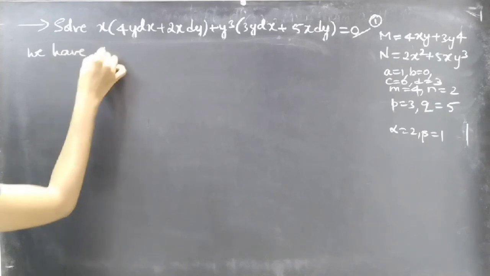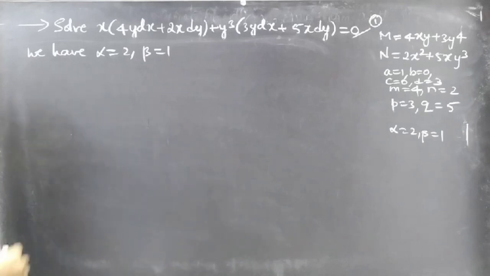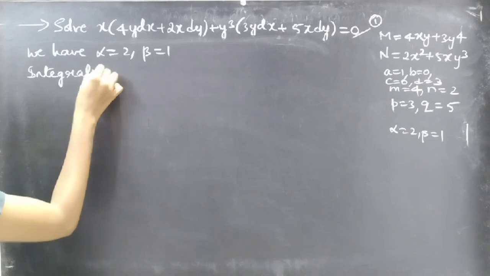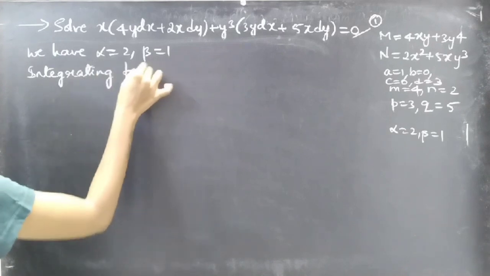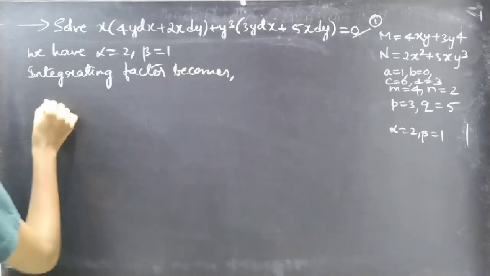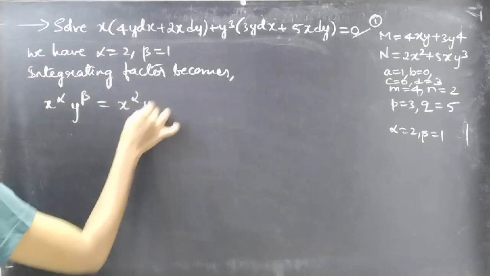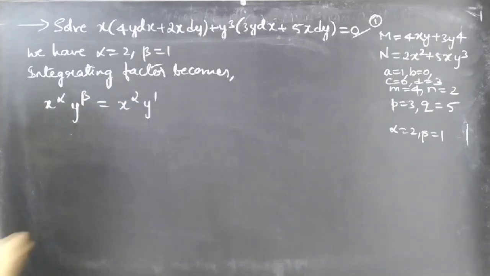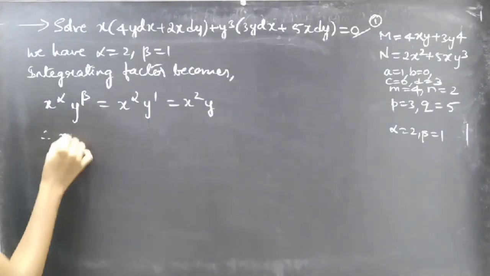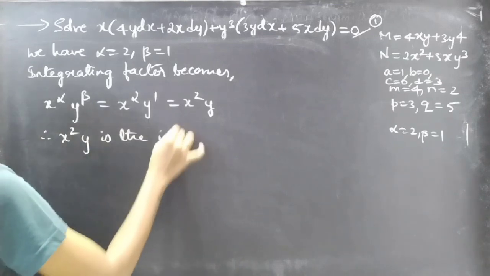We have alpha equal to 2, beta equal to 1, right? Then the integrating factor becomes x power alpha y power beta equal to x power 2 y power 1, right? Or x square into y. Therefore x square into y is the integrating factor to our problem.